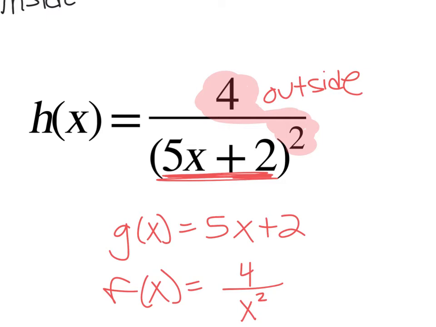So your outside part can be a fraction. It could be a square root. It could be an absolute value. It could be anything.